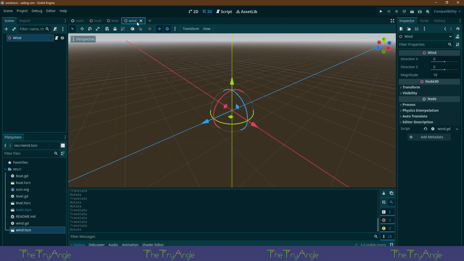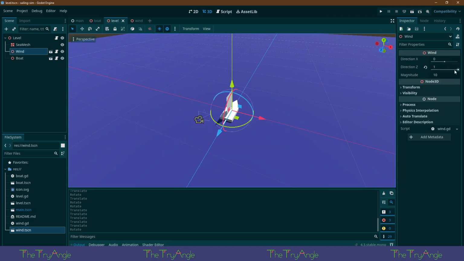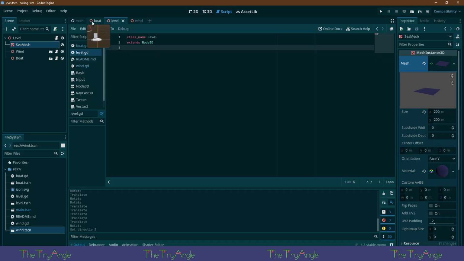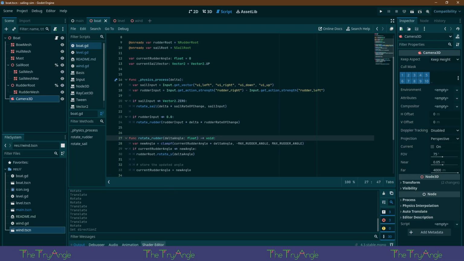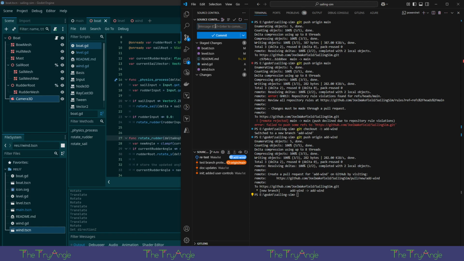There's that. We've got our wind. And here in our level, let's say the direction is -1, so it's pointed that way. Magnitude of 10. Which is all fine and dandy, but of course, that doesn't really do anything for us because that's just the wind. We can add that in here anyway.